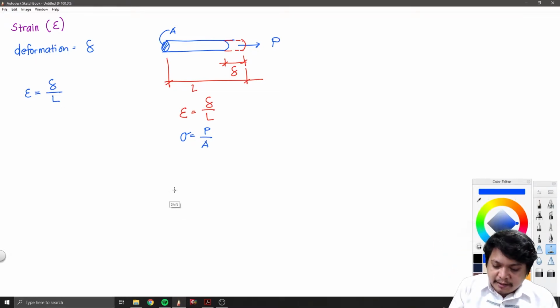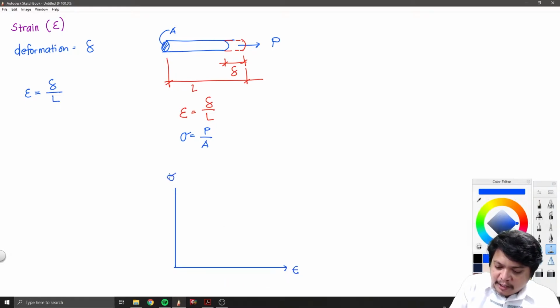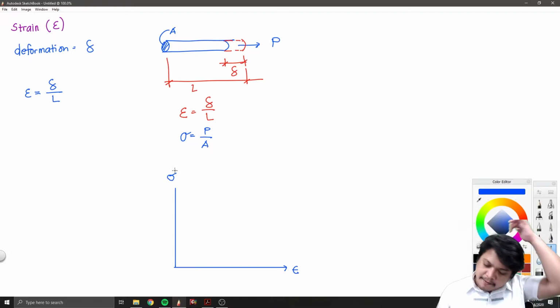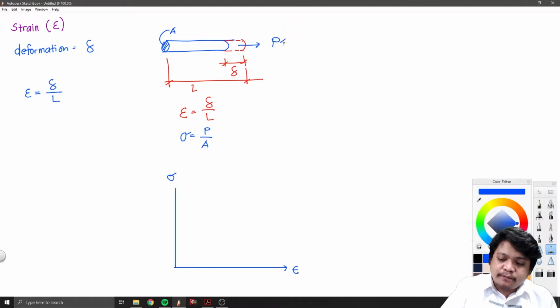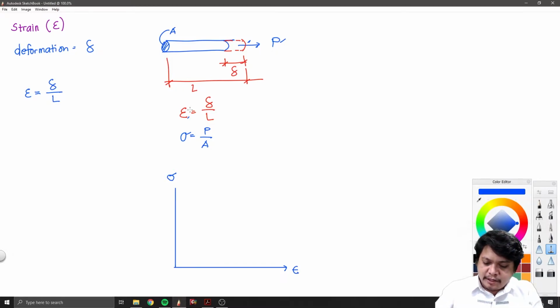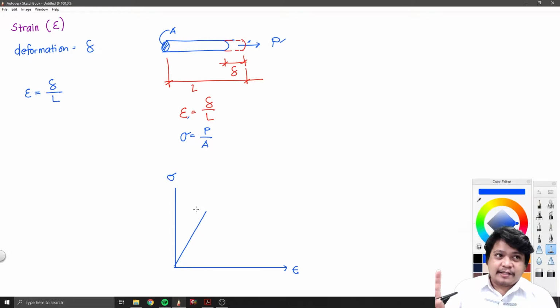It is then plotted, pinaplot natin siya sa ating tinatawag na stress and strain diagram. Pag-usapan natin ang stress and strain diagram. So basically, kung lumalaki yung force mo, lumalaki yung stress mo, kasi kapag lumalaki yung force mo, lumalaki rin yung deformation mo, lumalaki yung strain mo. So there comes a time that most of the material is merong tinatawag natin sa graph is a straight line.